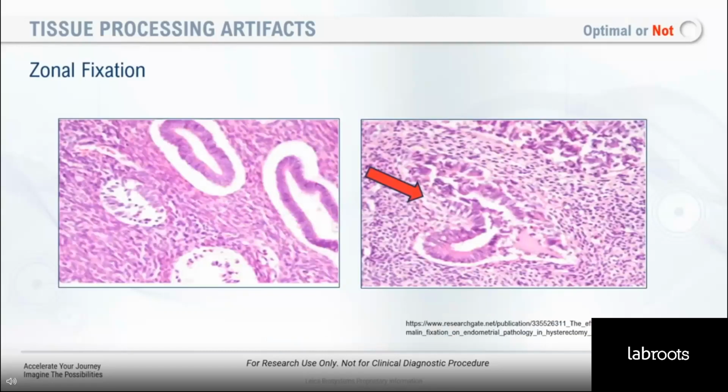When we look at it under the microscope, you can see here the section on the left would be an example of good fixation. This is decent staining, where on the right, you can see there's already some breakdown of that gland.